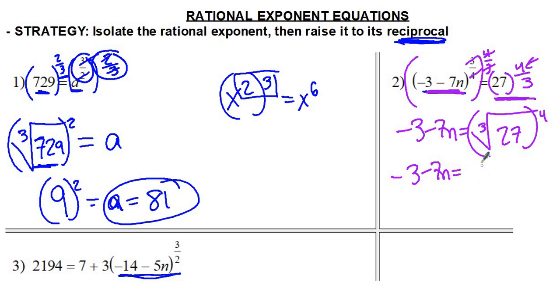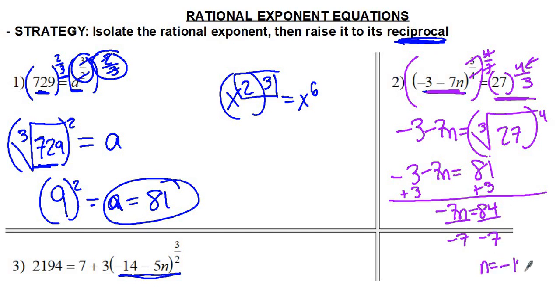Let's just replace that with 81. And now we can solve it as we normally do. We'll add 3 to both sides. So you get -7n equals 84. And when we divide by -7, we would get n is equal to -12. And that's our answer. Okay, you could plug it in to check, but I can tell you that it will work just fine.